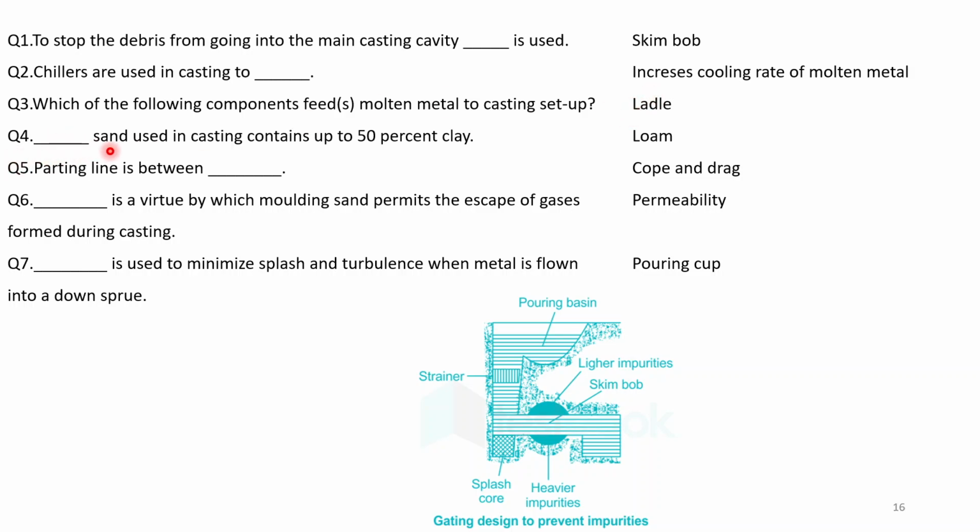Now loam sand is used for casting, which contains up to 50% clay. And the parting line is always between cope and drag. Then permeability is the virtue by which molding sand permits the escape of gases formed during casting. Now the pouring cup is used to minimize splash and turbulence when metal flows into the down sprue.